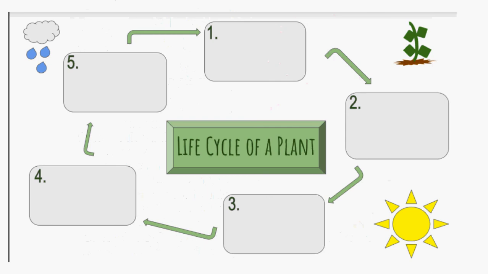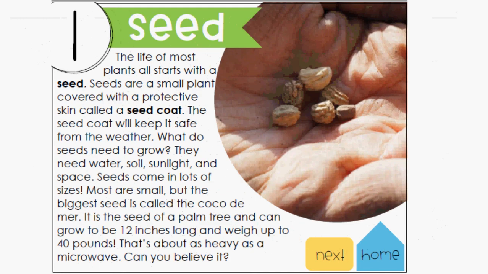This is your activity for this lesson. I don't want you to complete this activity electronically. I want you to use a paper and pencil so you can draw each part of the plant's life. Let's go back and review. So it starts as a tiny seed.